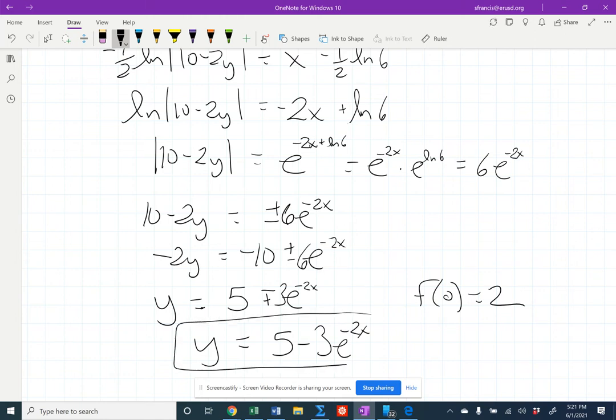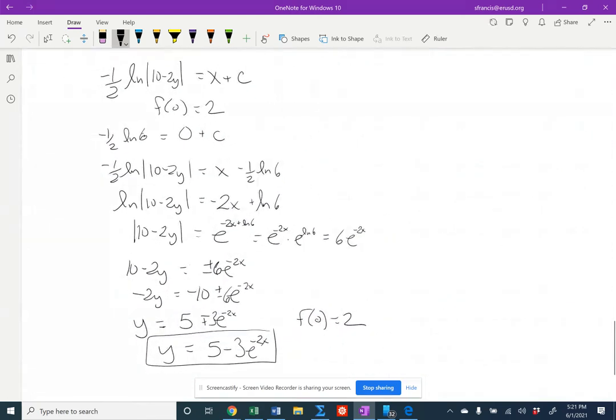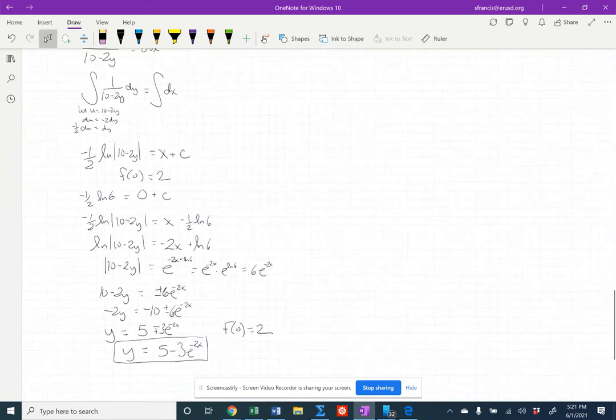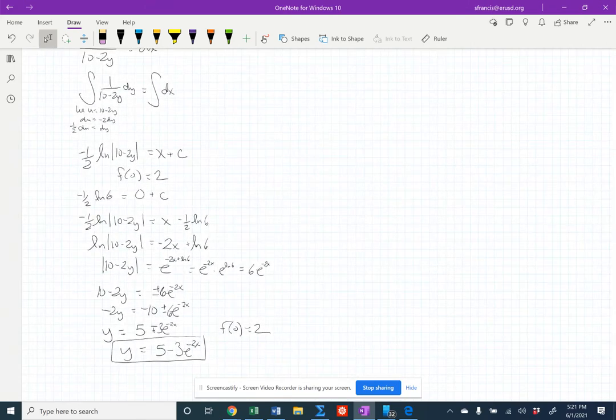So this is the solution to the differential equation. A question like this is like a 5-pointer. You're going to get one for separating the variables, one for the antiderivatives, one for the c, one for solving for c, and one for finding y. So it's a lot of points, and do as much as you can.